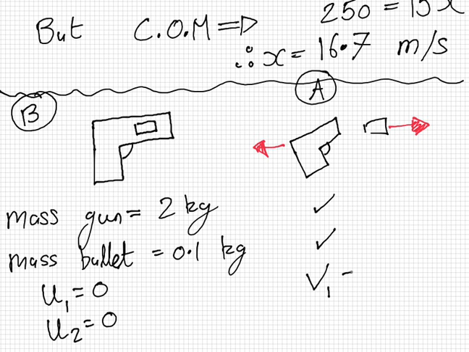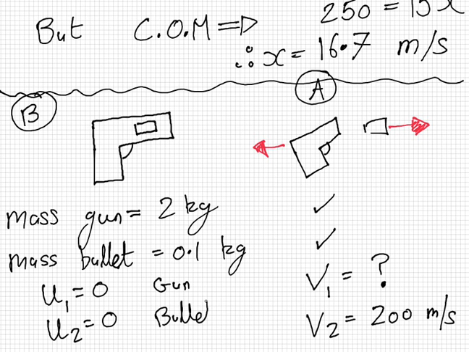Then you fire. Velocity of the gun? We don't know. And velocity of the bullet, let's say it's 200 meters per second. Is that too fast? I don't know. What did the U1 and U2 stand for? Sorry, U1, that's the gun, and that's the bullet. So you have M1, M2, U1, U2, M1, M2, V1, we don't know, V2. I would like everybody to calculate the V1 now.